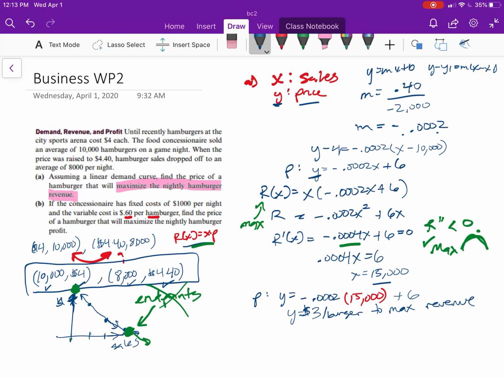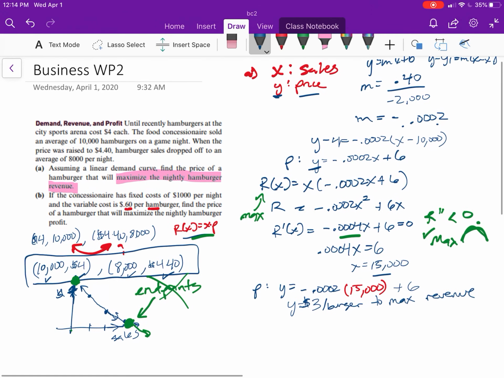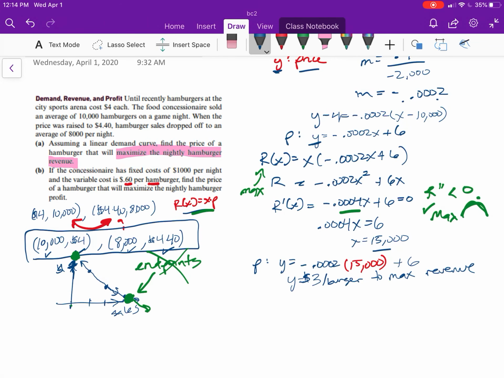Now this example so far had nothing to do with the cost, right? So we just want to know how do we maximize the amount we bring in. So part B is where a little stipulation is added. The concessionaire has a fixed cost of $1,000 per night, and the variable cost is 60 cents per hamburger. Find the price of a burger that will maximize the nightly hamburger profit.